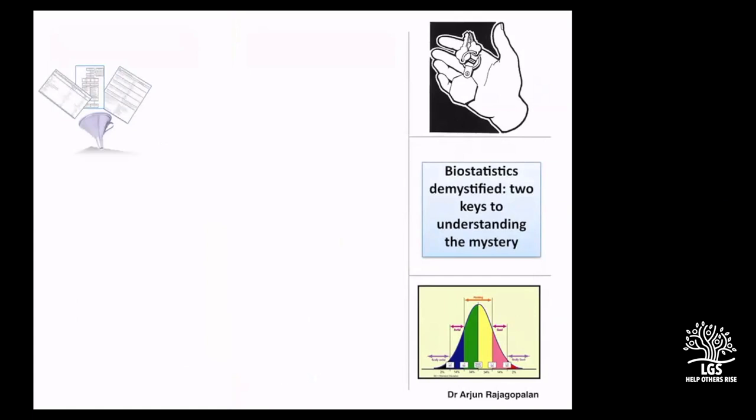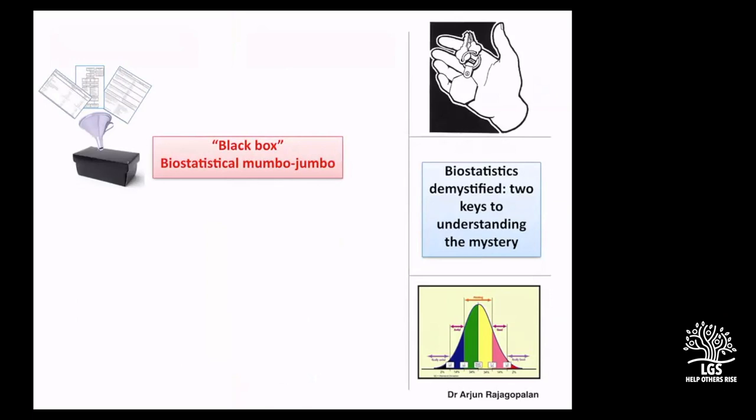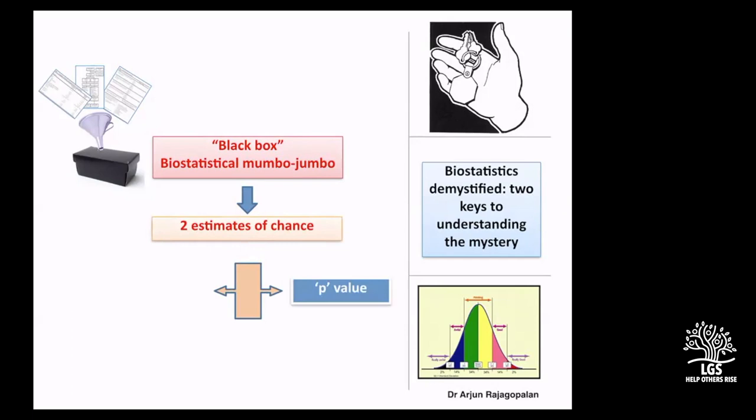Now, there are two keys to understanding biostatistics, and fundamentally, just think of all your biostatistical mumbo-jumbo taking place in what's called a black box. Again, the analogy that I'll try and give you is your mobile phone. Your mobile phone is essentially a black box to you. You have absolutely no idea what is happening inside it, totally. But whatever you need to do with it, an input and an output, you know how to handle that, and that's all you worry about. The same way, as a clinician, you get all your data together and you give it to the biostatistician, who will put it into a biostatistical mumbo jumbo, all those tests that you're not worried about, and it'll give you two estimates of chance. That is two estimates of the difference being due to chance. One is called the p-value, and the other one is called the 95% confidence interval.